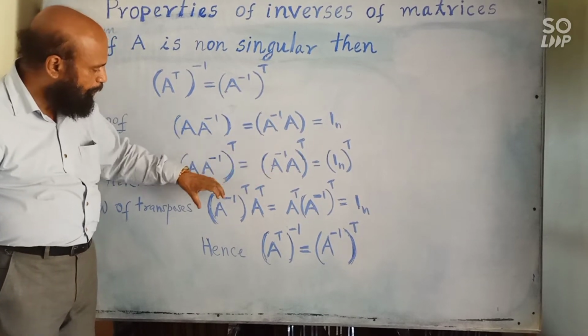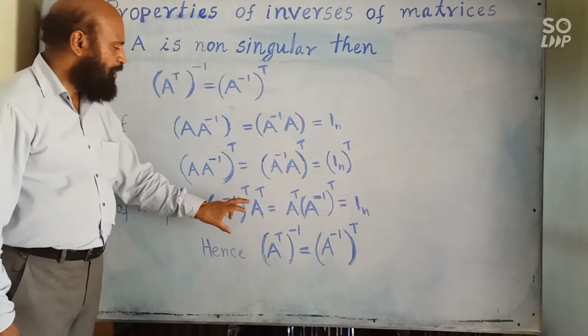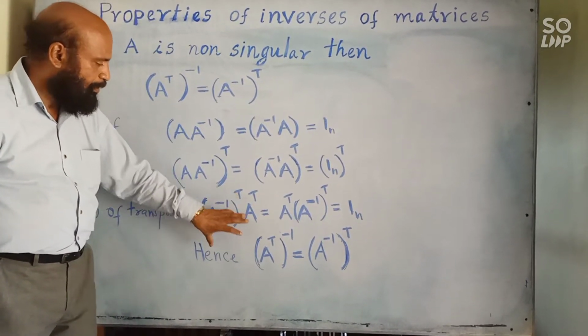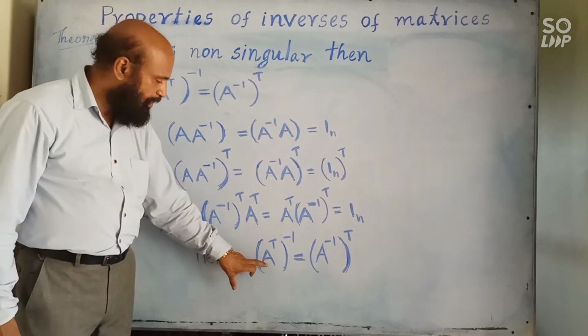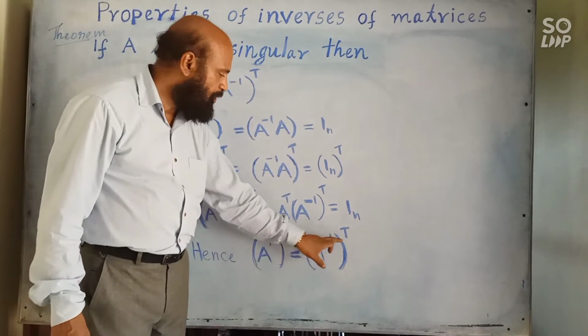When it is multiplied by A inverse transpose, you are getting the identity matrix. That means the inverse of A transpose is this one. So mathematically we can write like this: A transpose inverse will be equal to A inverse transpose.